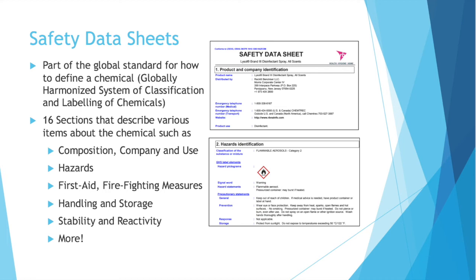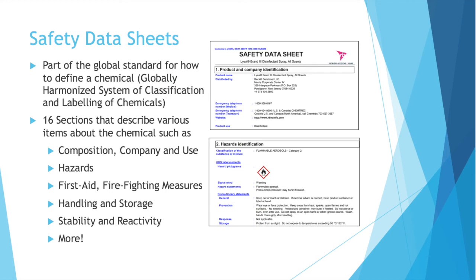And here's an example of a few of the sections. Composition, company that made it, and what you would typically use it for. You have hazards, so this overlaps the NFPA fire diamond a little bit. First aid and firefighting measures. So the NFPA diamond will just tell you how hazardous it is. It won't give you any first aid advice. So you can see where a safety data sheet would be a lot more beneficial to have on hand.